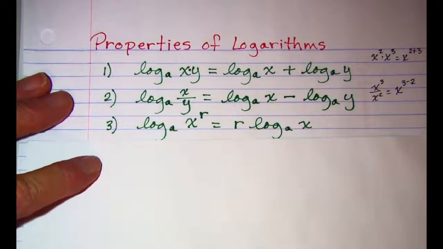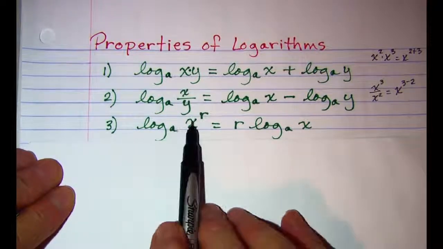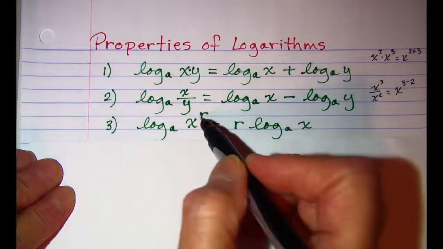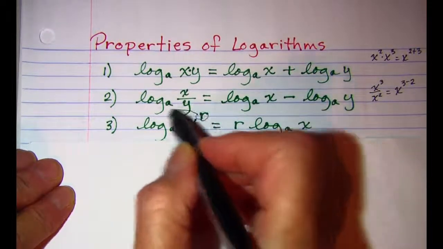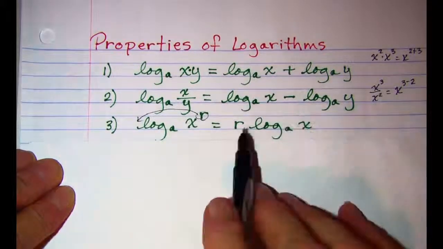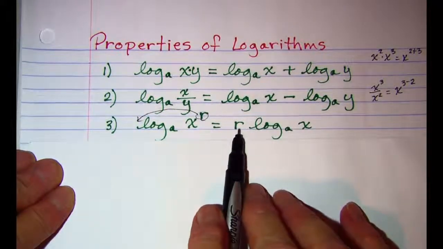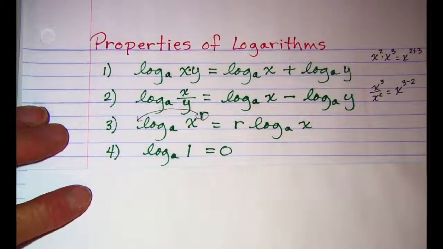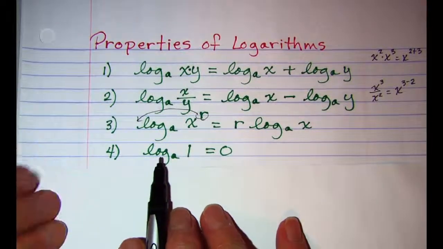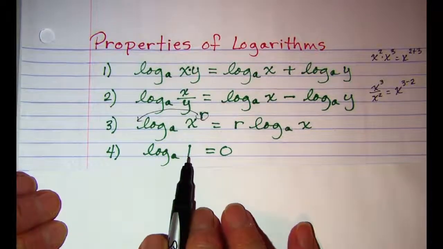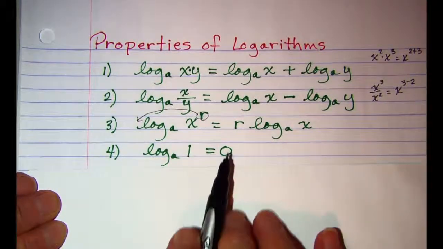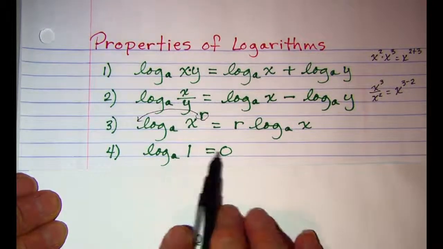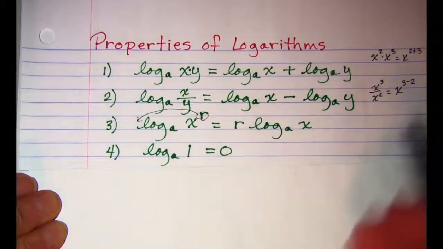Our third property, if we have an exponent on our argument, then we can take that exponent out in front of the logarithm and write it as the exponent times the log. Our fourth property is if we have an argument of 1, then the logarithm is equal to 0. And this comes from the fact that a raised to the 0 power is equal to 1.